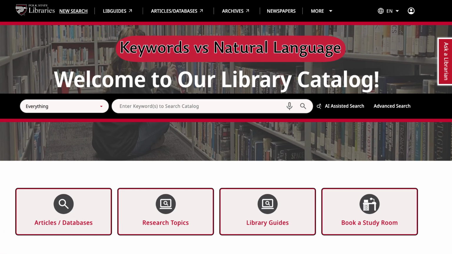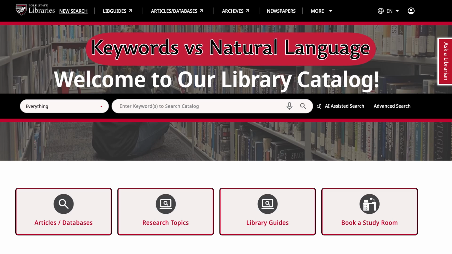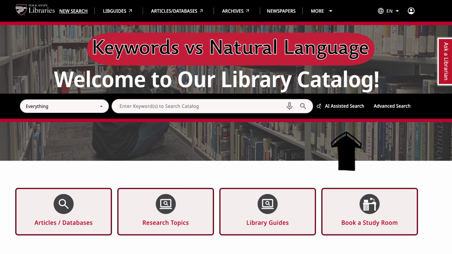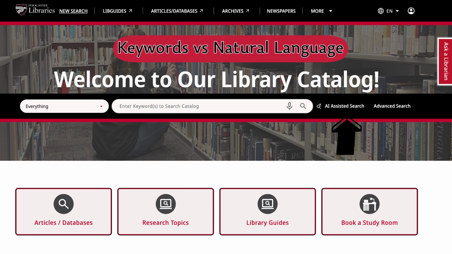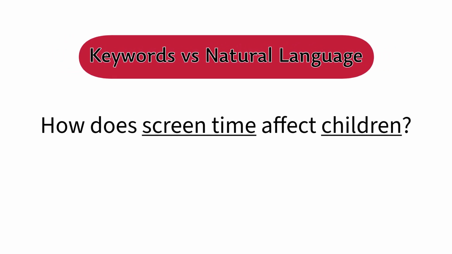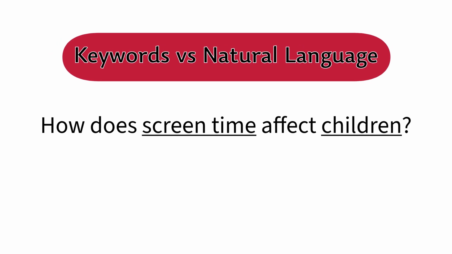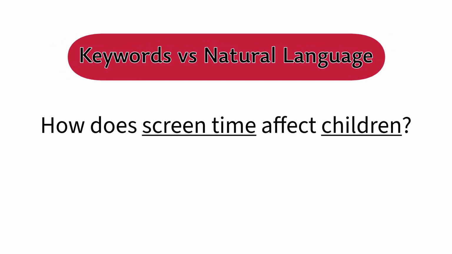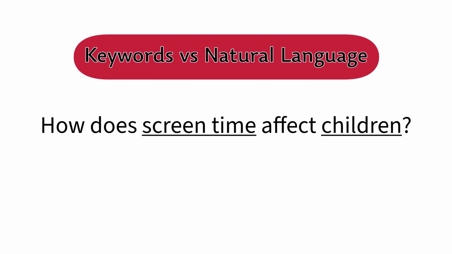You can search via keywords using the box in the center of the page, or you can click on the AI-assisted search to use natural language. If your research question were how does screen time affect children, a keyword search would look for just screen time and children, whereas the natural language search could use this entire question.